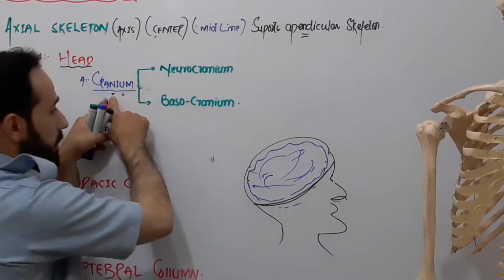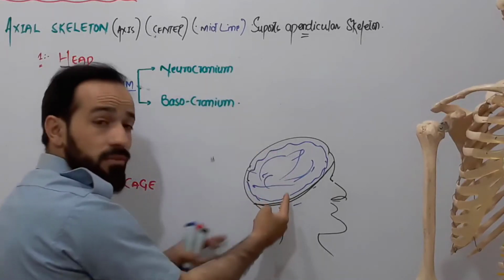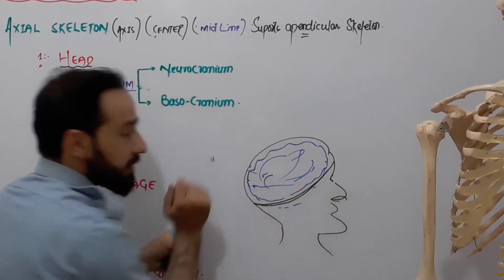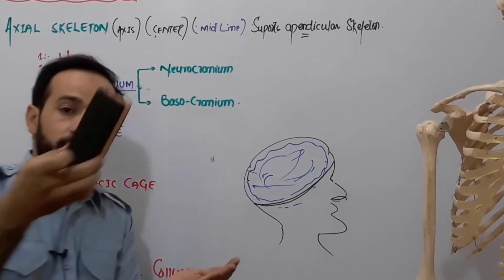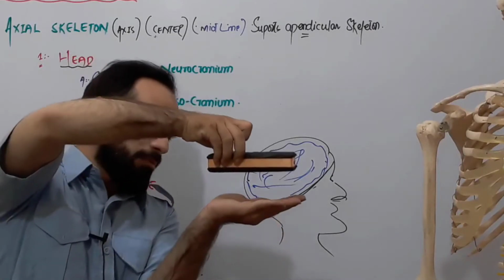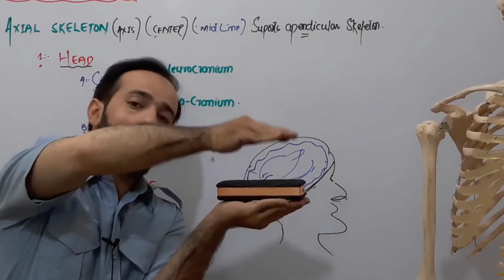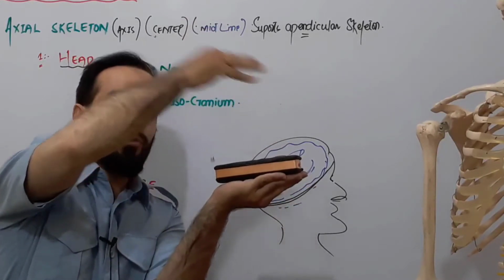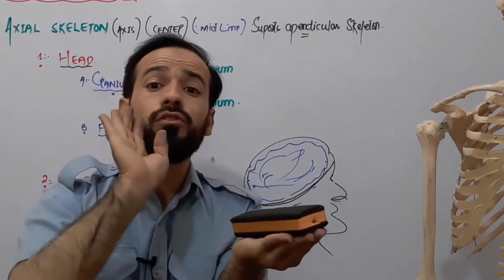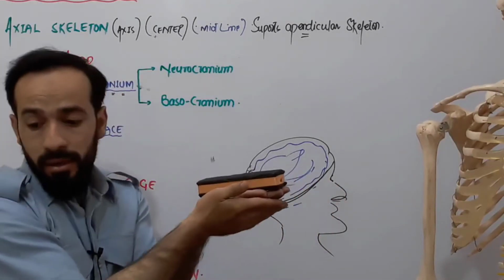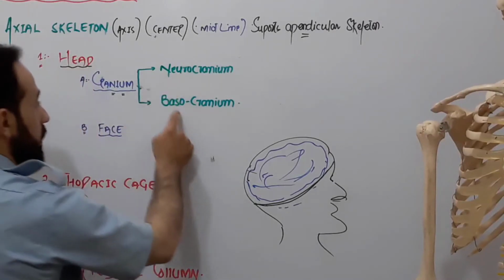Now the part of the cranium which lies above the brain, that is narrow cranium, and the part which lies below your brain, that is called the Bezocranium. Very simply, this is your brain, and this brain is lying on certain bones, and then there are some bones which cover the brain superiorly. So these bones present above your brain are called narrow cranium, and those bones present below your brain are called Bezocranium. That's so simple, right?